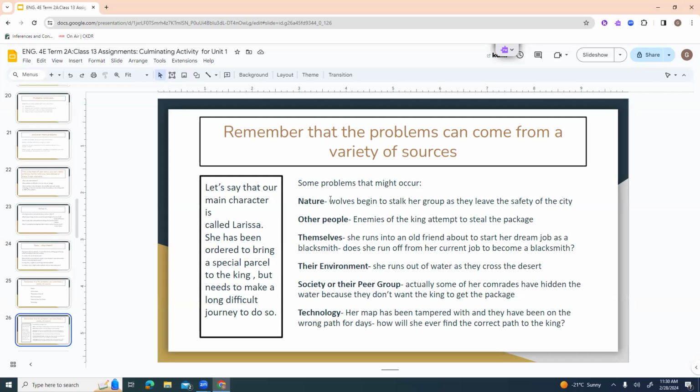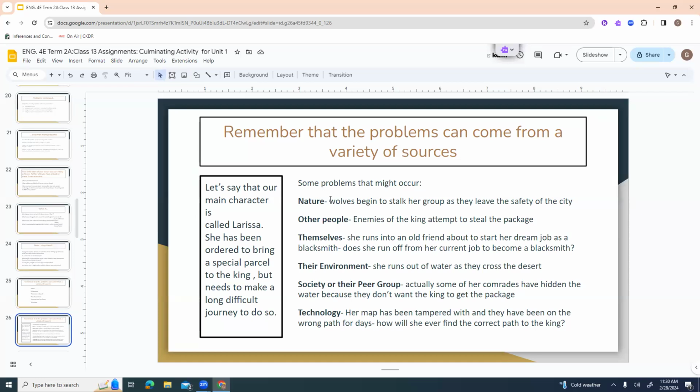So, Larissa, maybe nature. Wolves begin to stalk her group as they leave the safety of the city. Other people, maybe there are enemies of the king attempting to steal the package. Themselves, she runs into an old friend about to start her dream job as a blacksmith. Does she run off from her current job to become a blacksmith? Their environment, maybe they run out of water just as they begin to cross the desert. Or maybe they run into a river, but they have no boat.